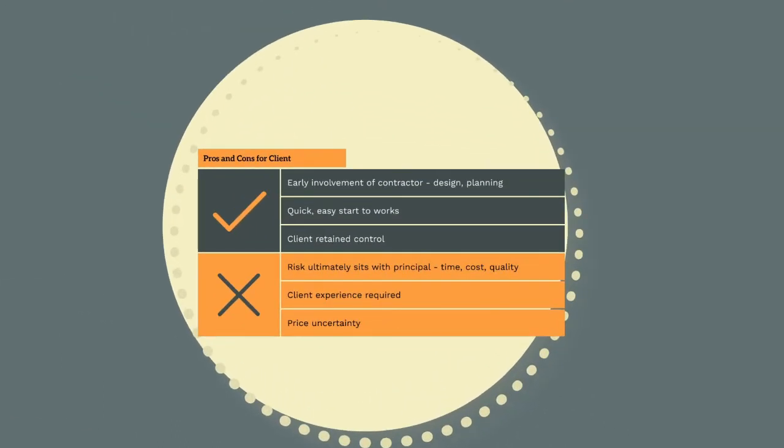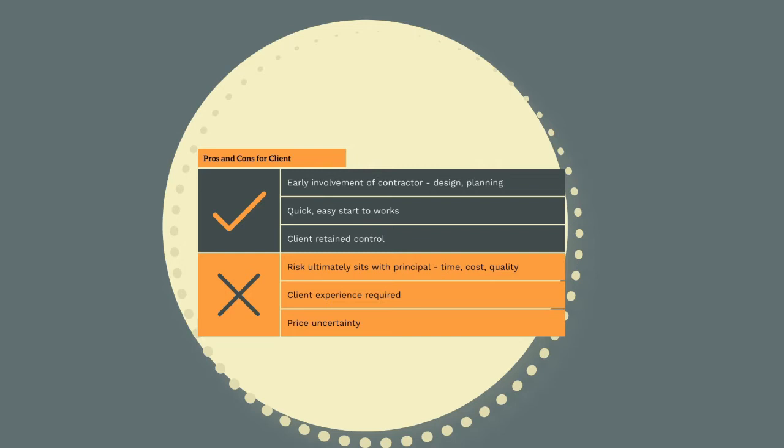Some of the benefits of a managing contractor model from the perspective of the client is that the contractor is involved early, providing constructability input and perspective into the design and planning. This may be expertise that the client critically needs but does not have. Furthermore, it's quick and easy to start works under this model. There is no need to map out a detailed scope of works and ensure all the risk is transferred to the contractor. Finally, the client retains a lot of control over the works and can make decisions to influence them during the project delivery.